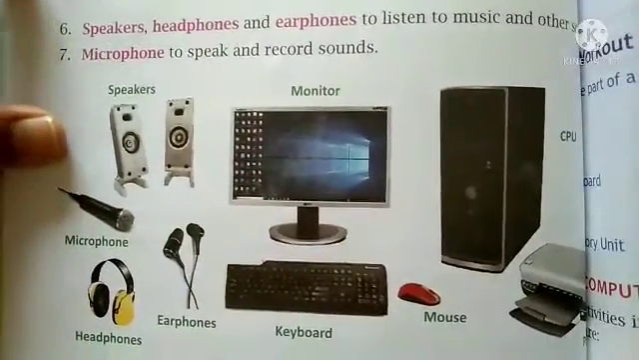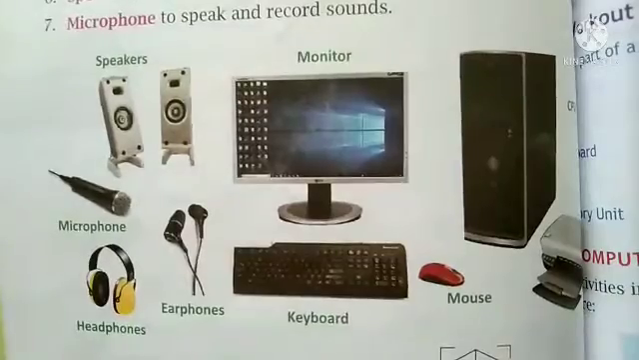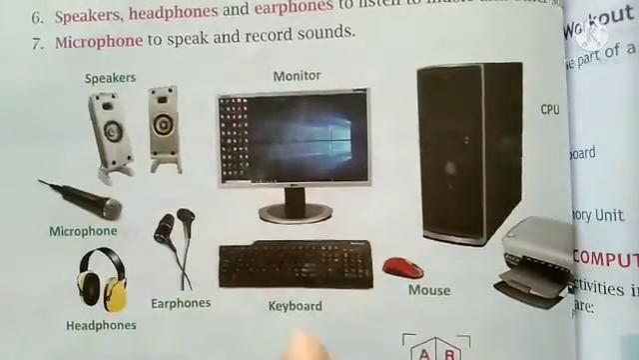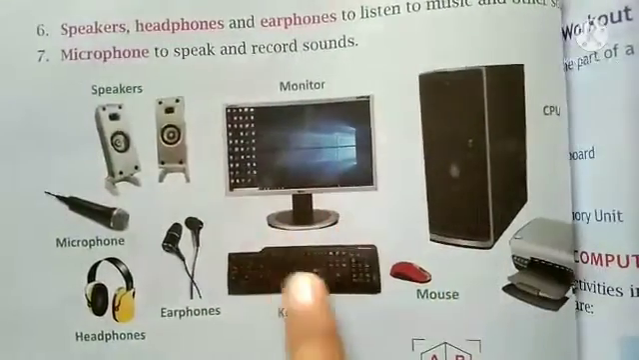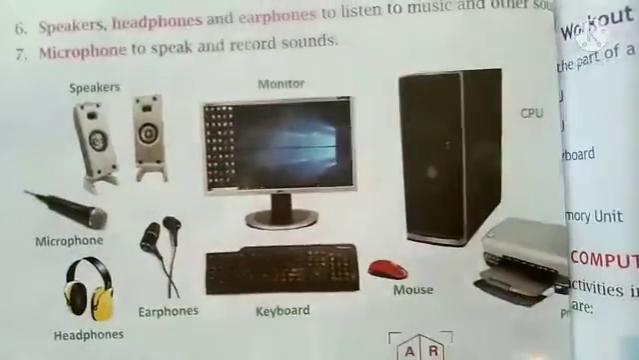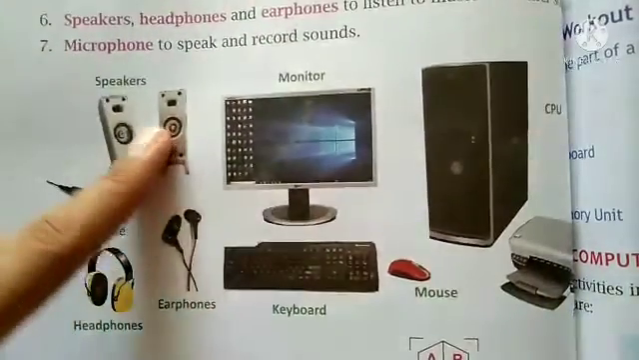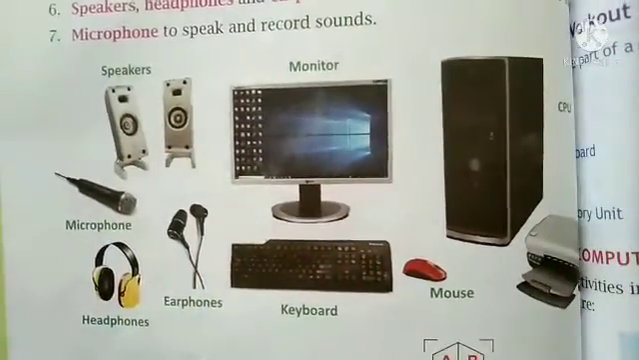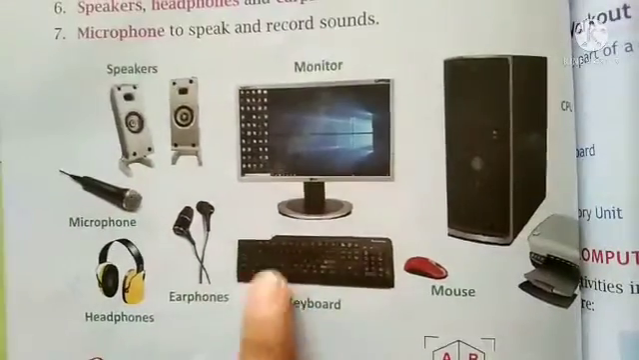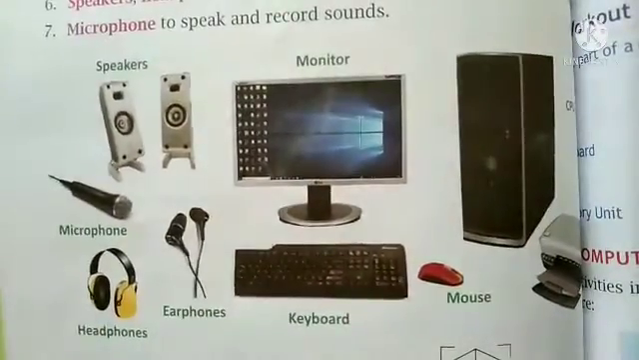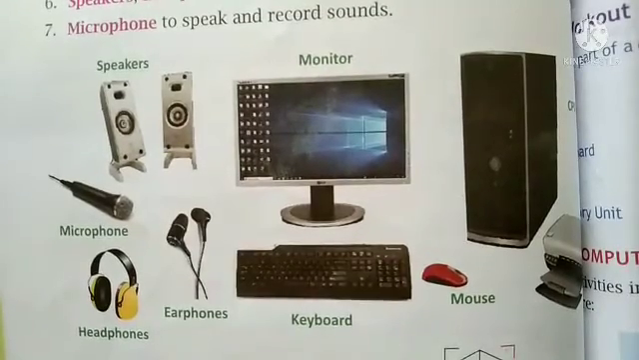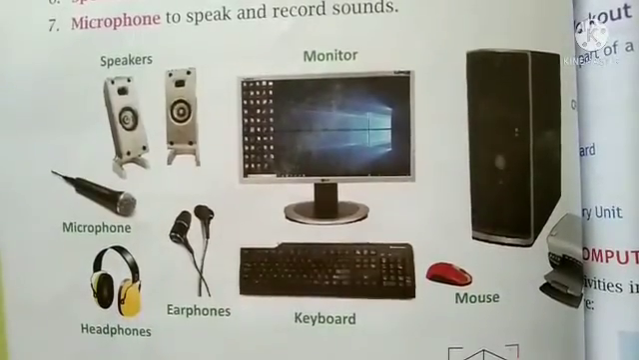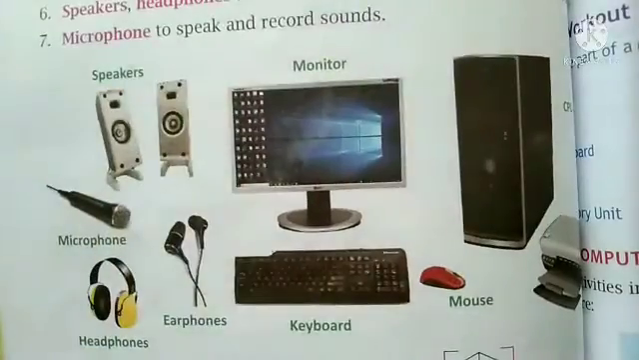See, here we also have pictures of some parts of a computer like CPU, monitor, keyboard, mouse. They form a computer system, while other parts are the printer. This is a printer. Then these are speakers. With the help of a speaker, we can hear music at a loud volume. Then earphones and headphones are used to listen to music or any other sound. And then the microphone is used to speak and also to record sounds.